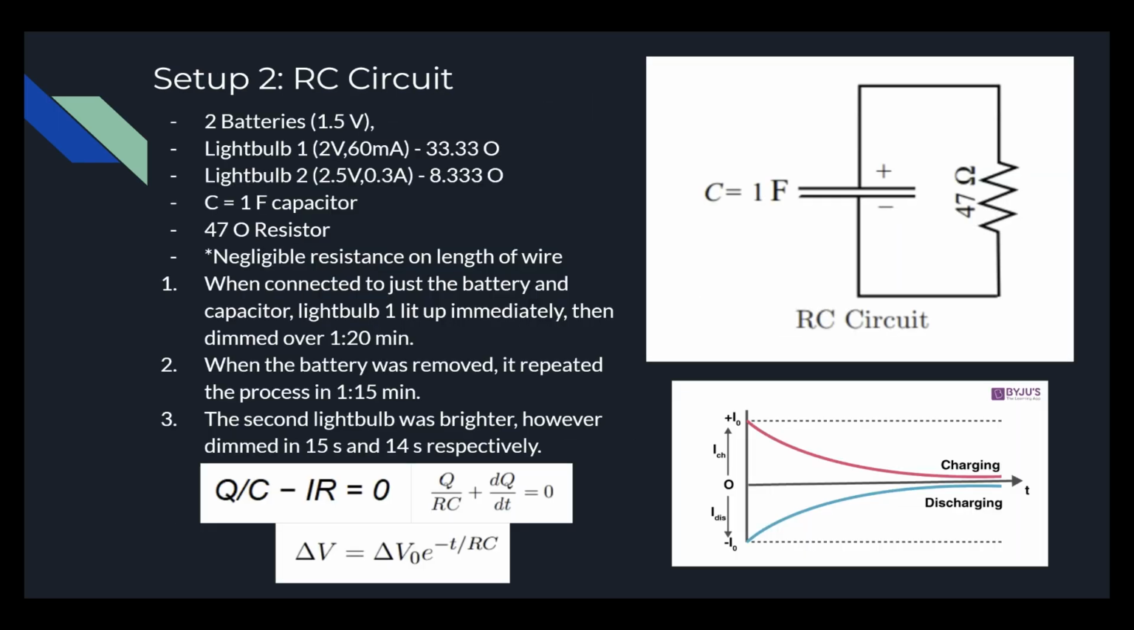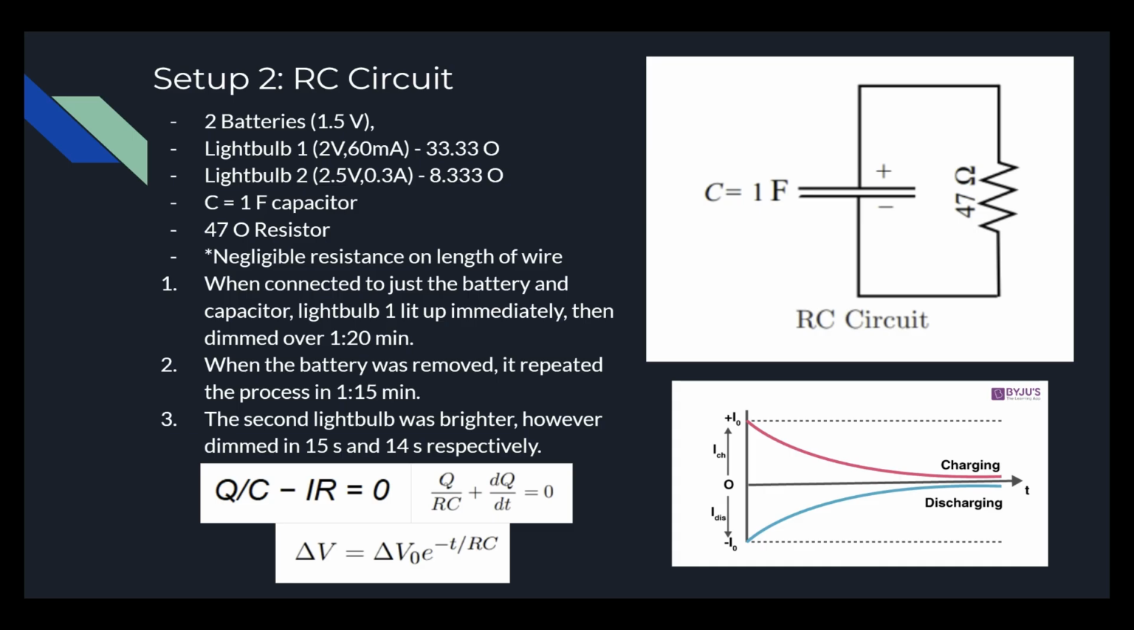In the second setup, you are going to have a capacitor, and that's pretty much the only thing that changes. We're going to add a resistor. The resistor is not going to be that 47 ohm resistor. That's just an example. You're going to be replacing that with a light bulb. The first light bulb has a very high resistance. It lights up immediately when connected to a battery and capacitor, and then dims over 1 minute and 20 seconds.